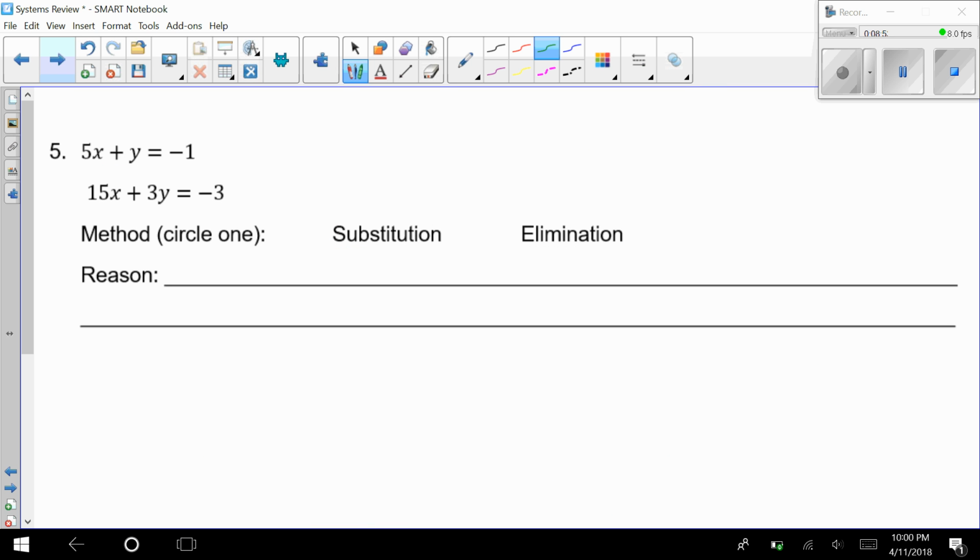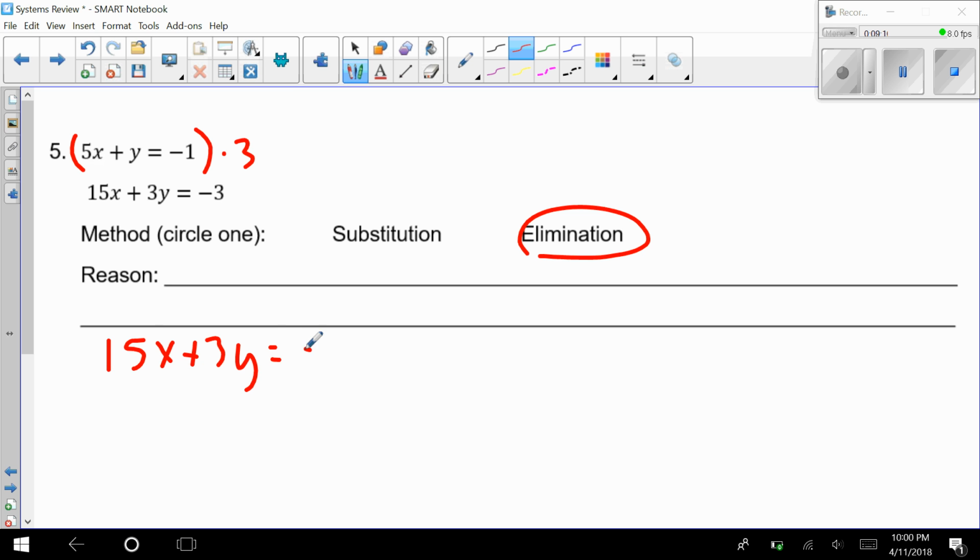For problem 5, I see that my x's and my y's line up, and I could easily make my 5x into a 15x or my y into a 3y, so I'm going to use elimination. I'm going to multiply that top equation by 3. So I get 15x plus 3y equals -3, and the bottom equation I'm leaving the same. So 15x plus 3y equals -3. Since I noticed the 15x and 15x are the same, I'm going to subtract my two equations.